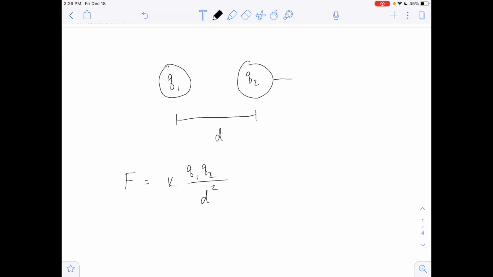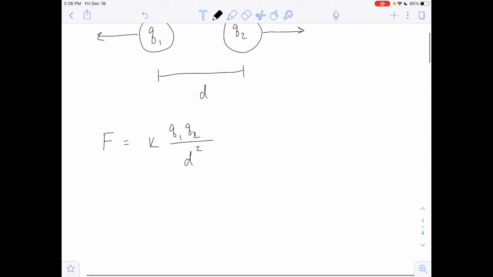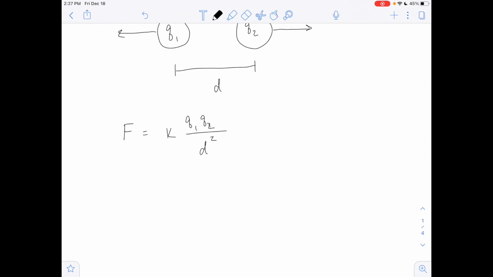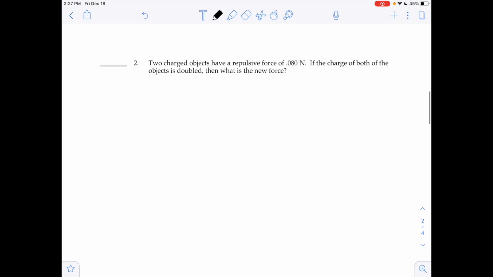And so this will tell you the magnitude of that force, and if they are like charges, then they will repel, so the force would be in that direction for each charge. And if they're opposite, then they would attract. And this is really interesting because this is very similar to the force due to gravity on two objects. The force due to gravity looks exactly like this, but instead of charge, it would be mass. So charged objects, the way they attract or repel, behave in a very similar way to how objects fall to the earth, okay, just on a very small scale.